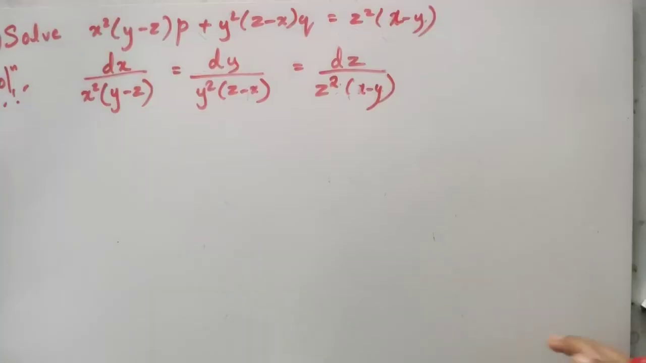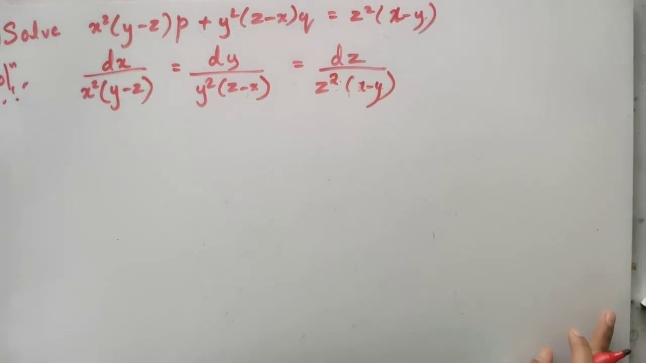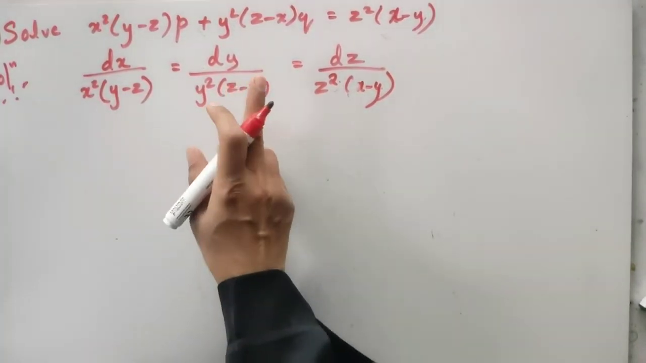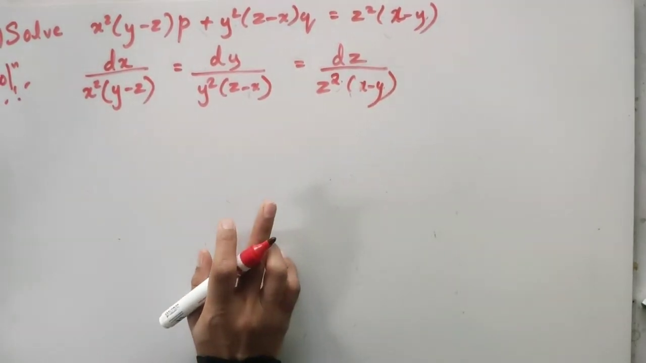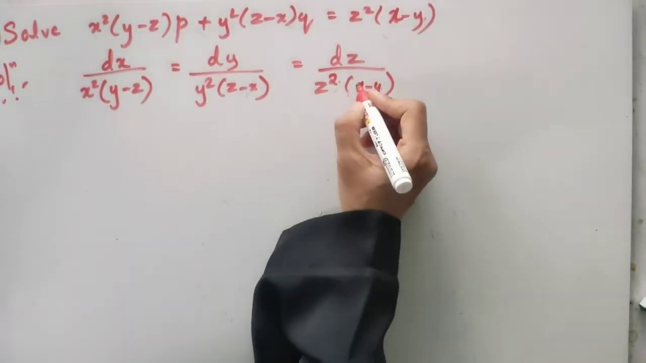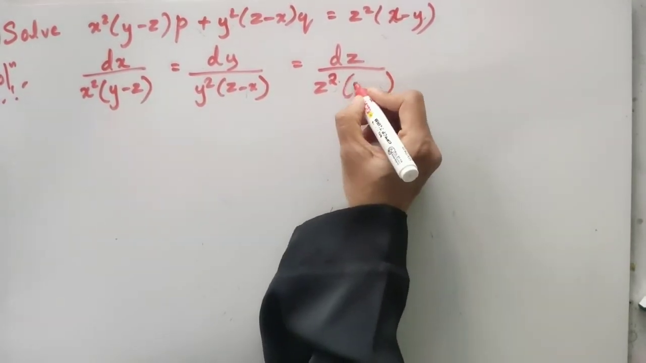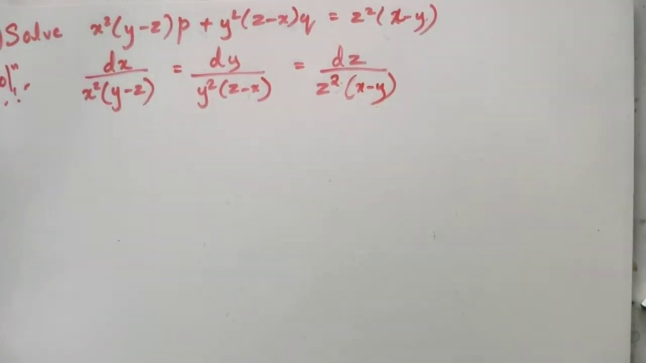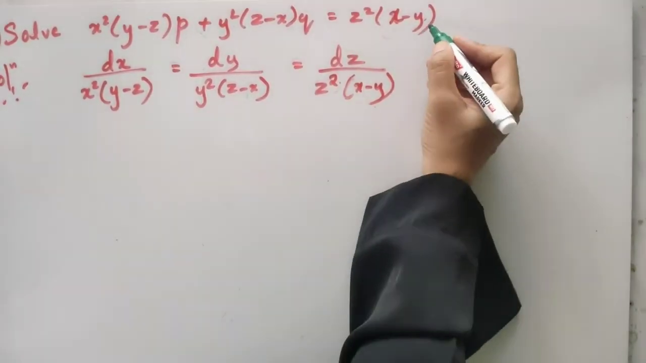Okay, now let's continue with one more problem. x square into y minus z p plus y square into z minus x q is equal to z square into x minus y. So let's write the subsidiary equations. Now I think you all know how to write the subsidiary equations. So I have directly written here dx divided by the coefficient of small p is equal to dy divided by the coefficient of small q, and dz divided by the right hand side, that is this capital R.